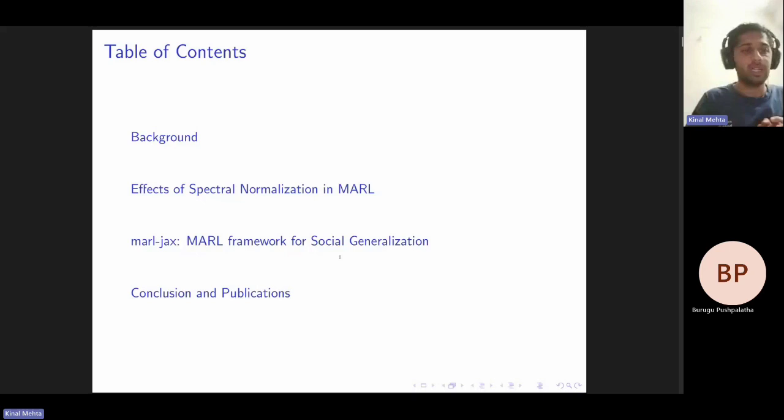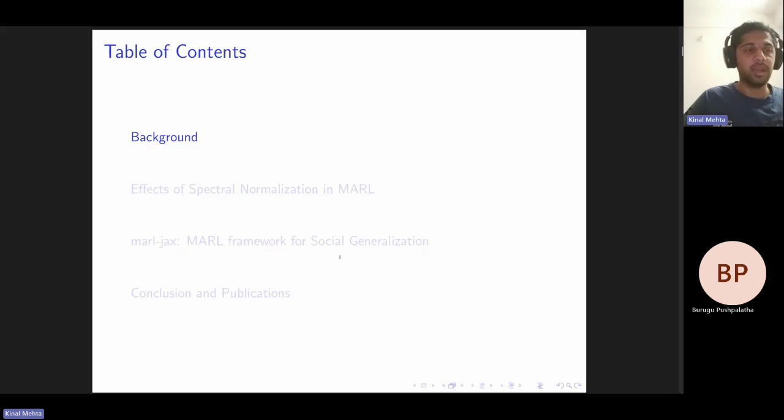The first part of the thesis is the effects of spectral normalization in multi-agent reinforcement learning. And then we look into the second part, where we'll focus on the framework MARL-JAX, which is a multi-agent framework which we have developed for social generalization and multi-agent learning. And then finally, we'll conclude the thesis and look at the resulting publication.